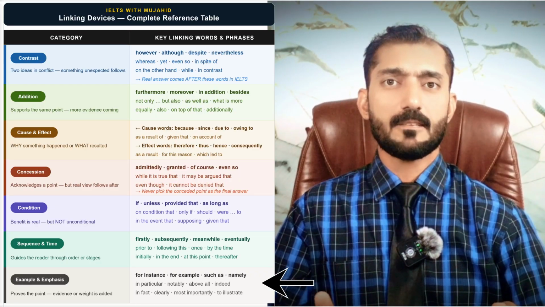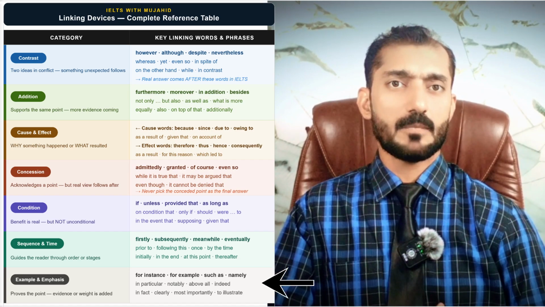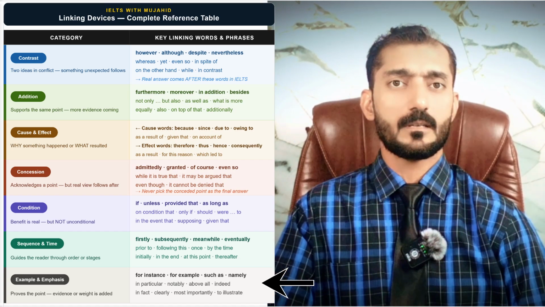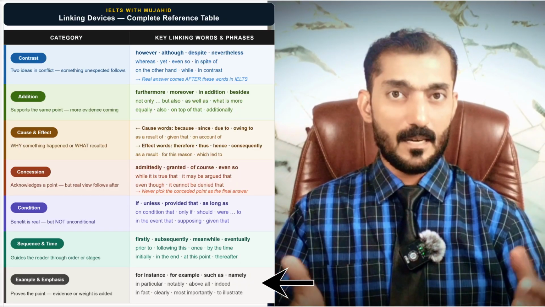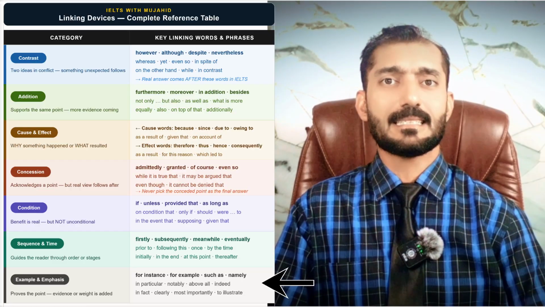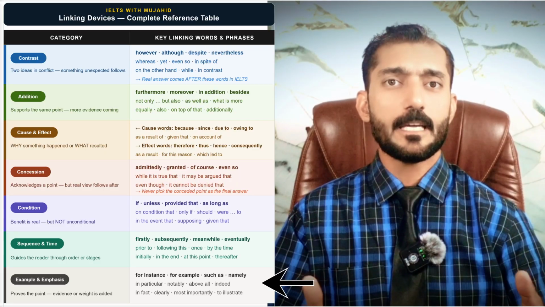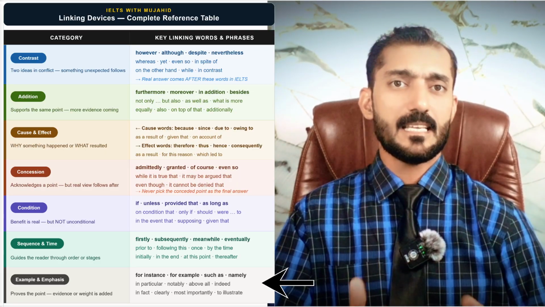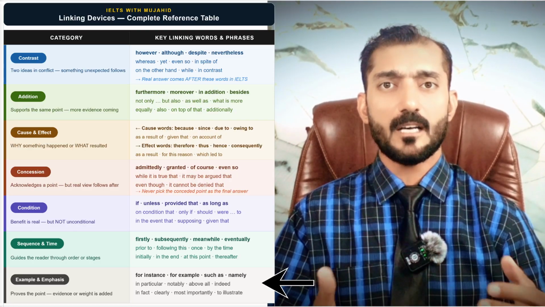And finally, linking devices to express example and emphasis. These tell your reader that you are about to prove your point or make it stronger. In Writing Task 2, every main point needs support, and for instance or for example is your signal that the evidence is coming. Words like indeed and in fact add weight to a statement. In reading, these words also help you locate specific examples in the passage when a question asks you to find supporting evidence. So that is your complete map of linking devices, which includes 7 categories for 7 different purposes.